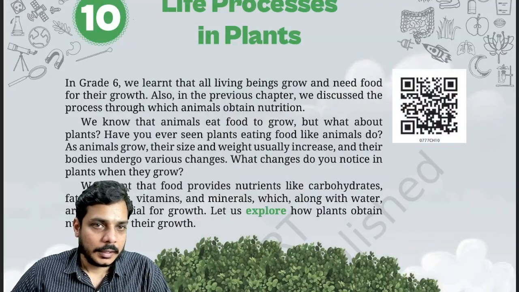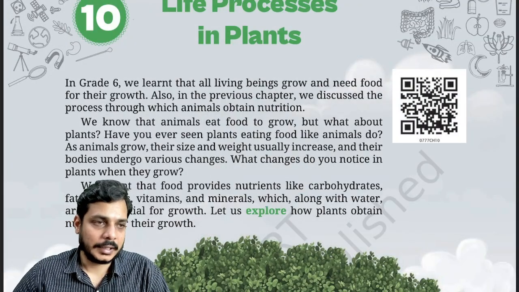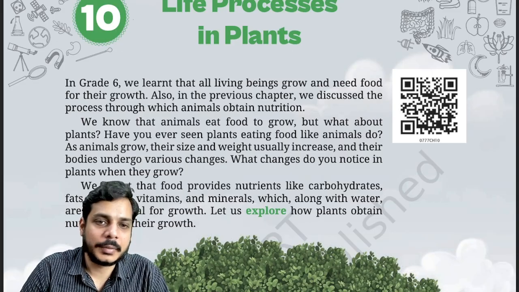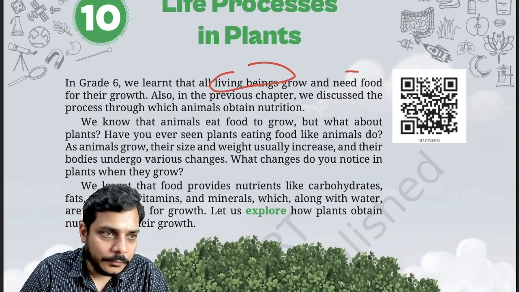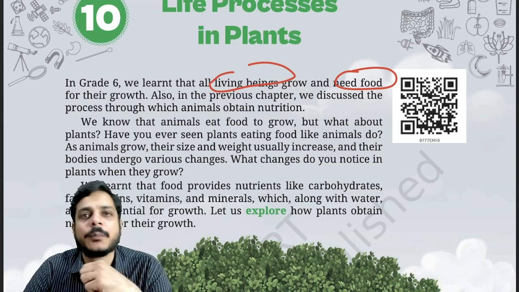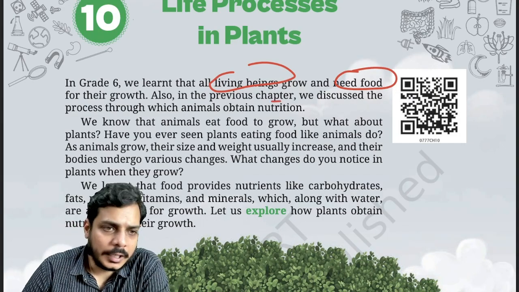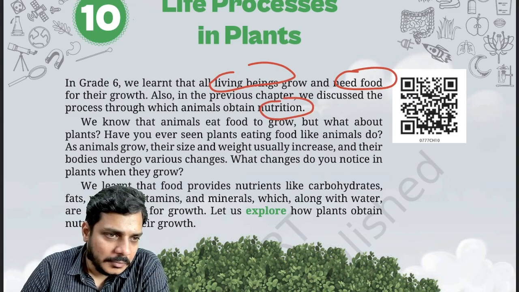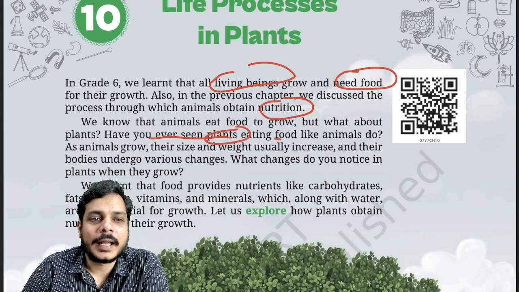So it already says that we have learned a lot in grade 6. We have learned that all living beings will grow. They will need food for their growth. And we also studied in the last chapter that nutrition is required, respiration is required. And have we seen plants eating food like the animals do?